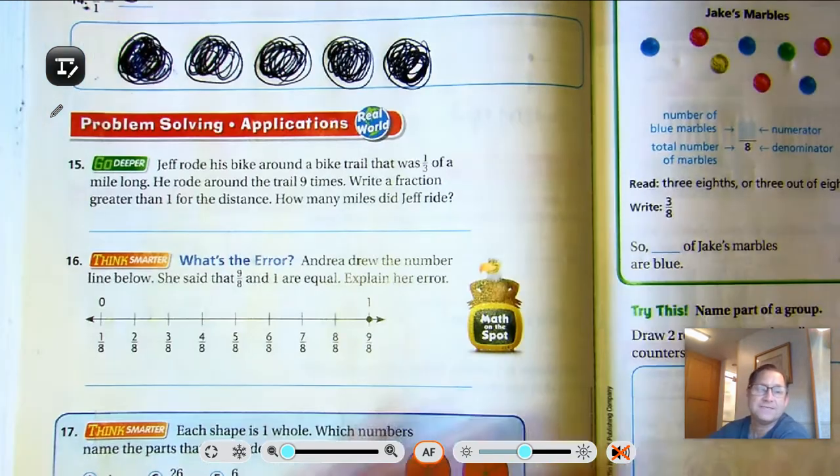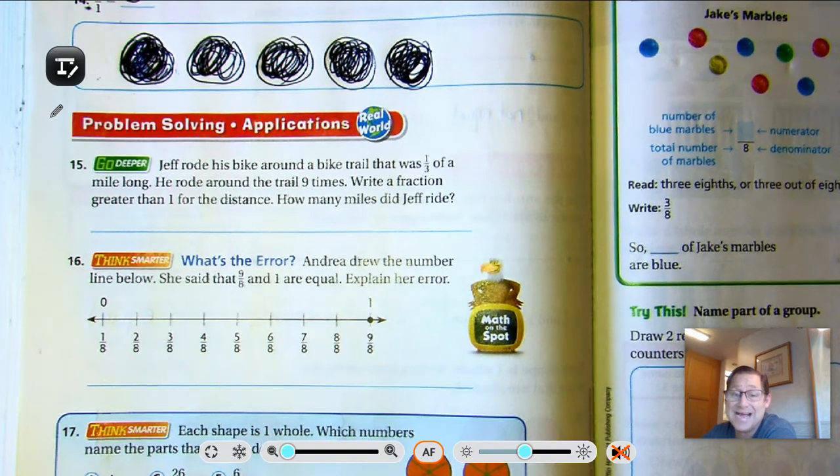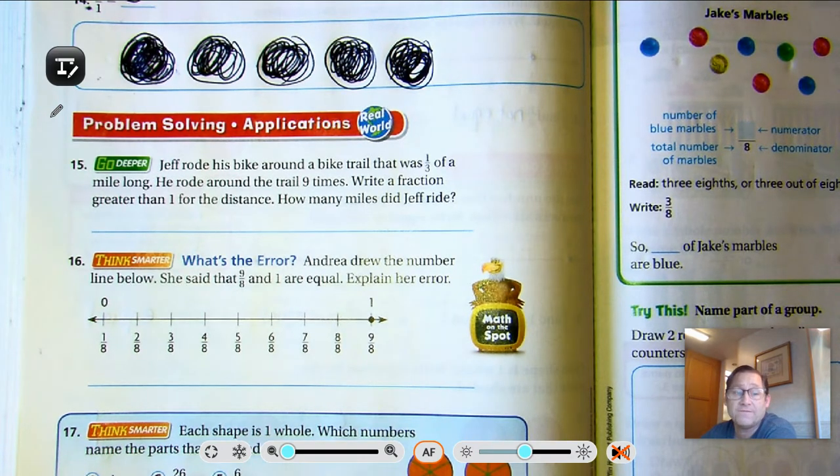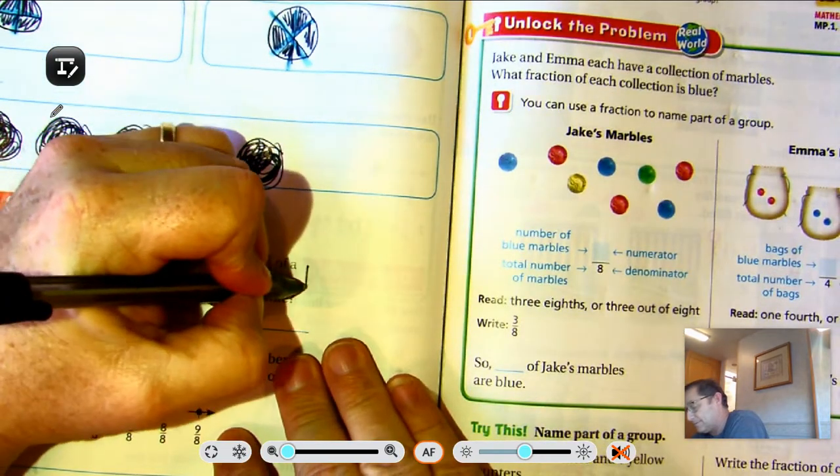All right, 15. Jeff rode his bike around a bike trail that was 1/3 of a mile long. He rode around the trail 9 times. Write a fraction greater than 1 for the distance. How many miles did Jeff ride? Well, okay, so we can do this.